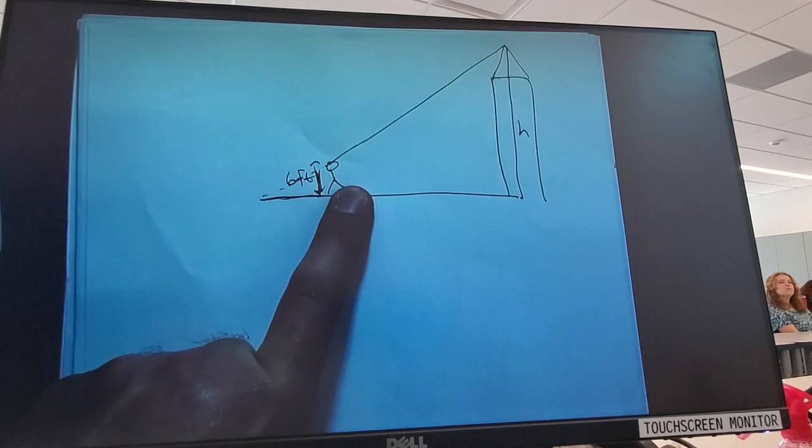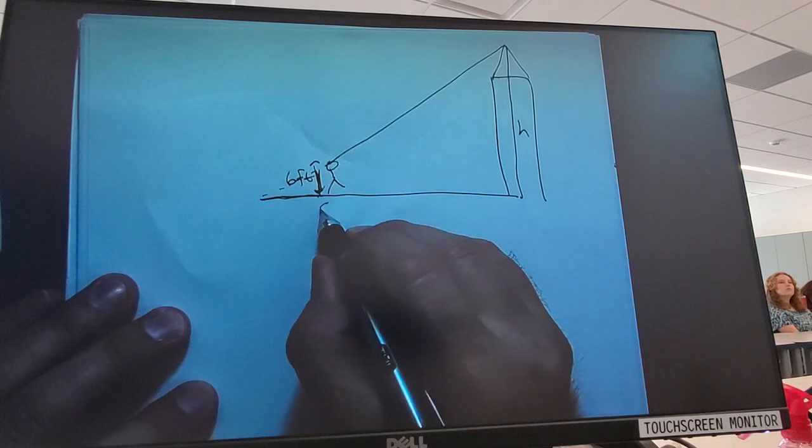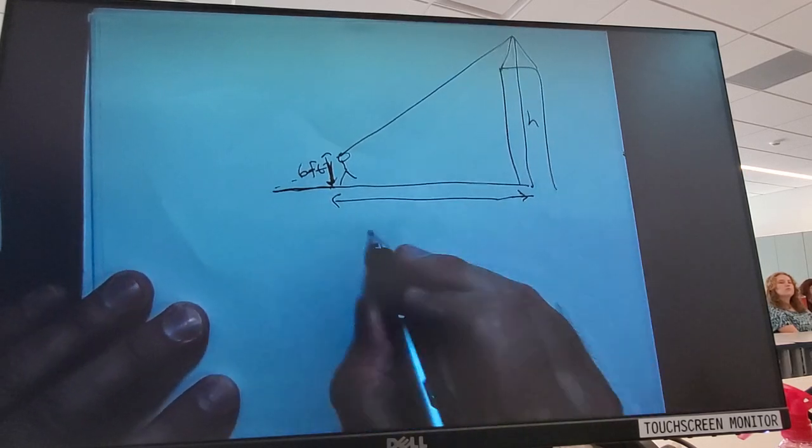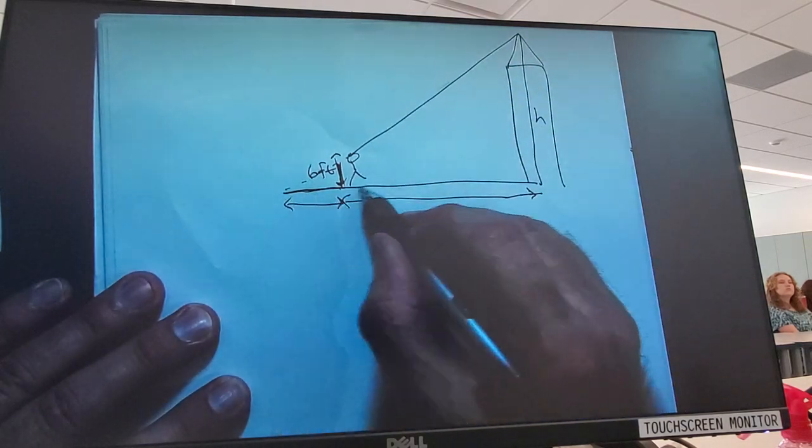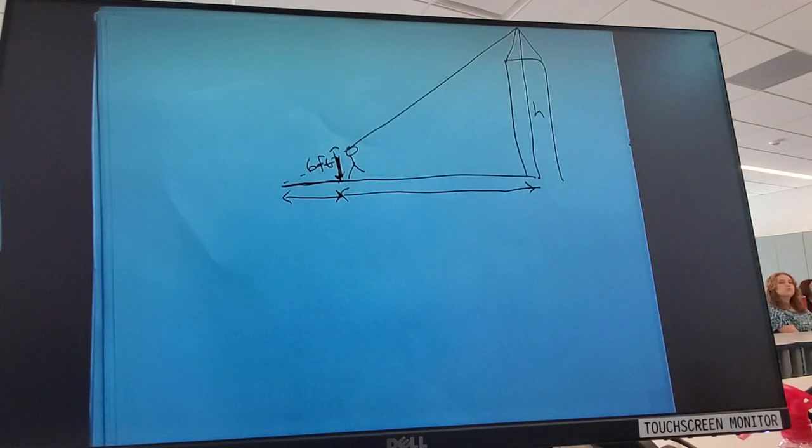So if I know how tall I am, I know how far away from the base I am, and I know how far this is, I've got this little triangle and this big triangle that are similar. Then the height of the tower would be some multiple of my height. That's one quick application of similar triangles in the real world. I could actually walk off the distance for the little triangle. I could walk off the distance to the tower. I don't have to climb the tower, thank the gods.